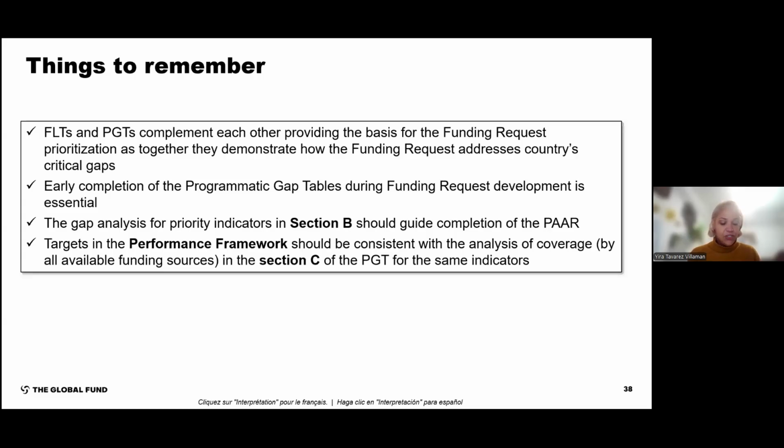Finally, Section C of the programmatic gap table must align with the performance framework. The covered targets included in the performance framework should be consistent with the targets shown as covered by available resources in the programmatic gap table. This ensures a clear justification for national target ambition and for the Global Fund contribution, while also accounting for target scope, availability of funding, and the share of contributions by source.